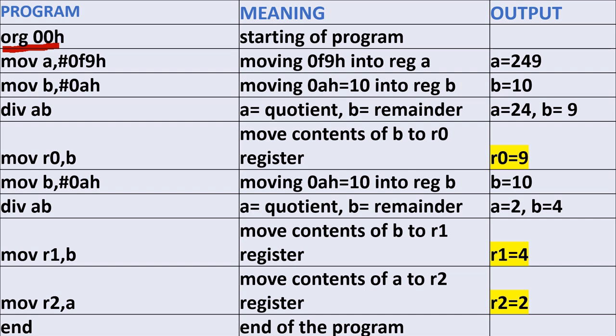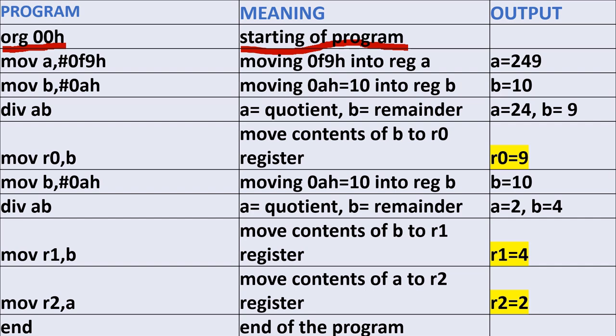The first line of the program is ORG 00H, which indicates the starting of the program. ORG is nothing but the origin directive, which is used to indicate the start of the program. At the starting of every assembly language program, we need to write this ORG directive.